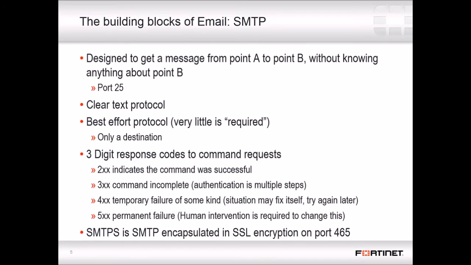There are 4 kinds of responses with SMTP. 200 numbers indicate a success, 300s indicate an incomplete command, like authenticating, 400s are temporary errors that could wind up correcting themselves, and 500s are permanent errors that require human intervention to fix. There is also SMTPS, which is SMTP wrapped up in encryption and operating on port 465 by default.